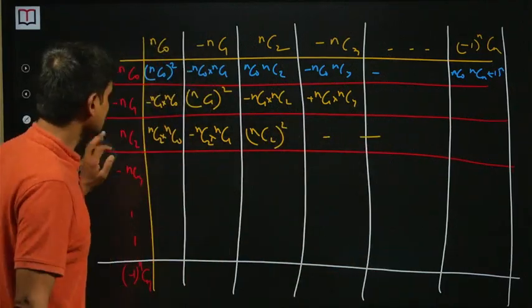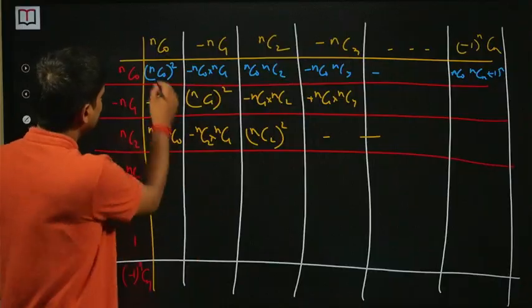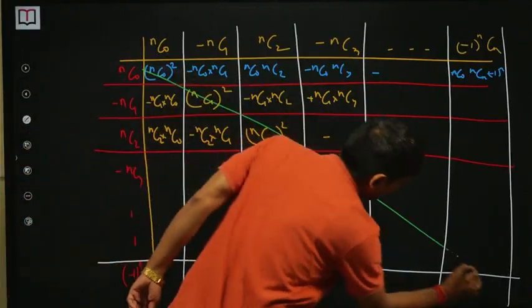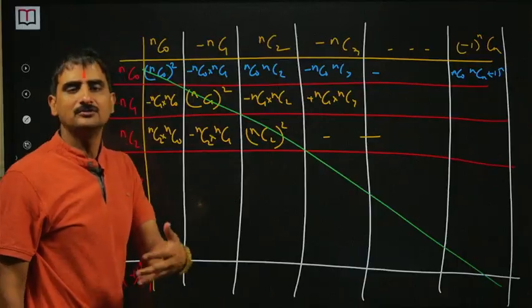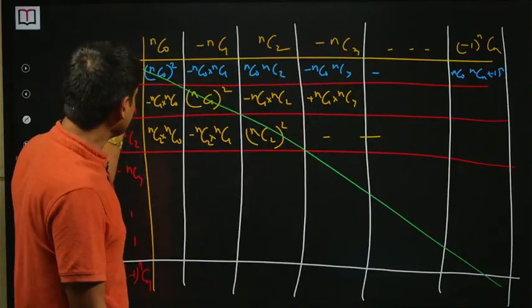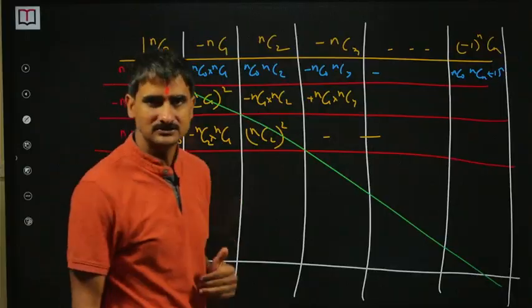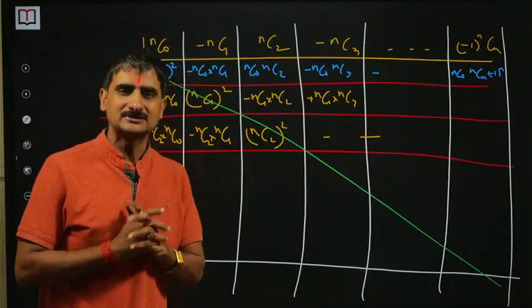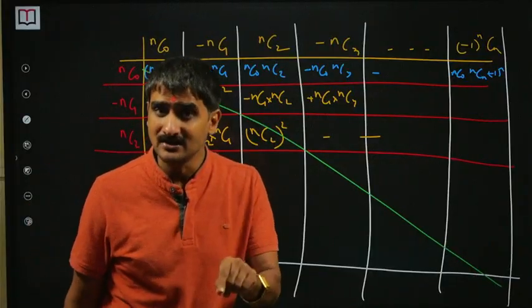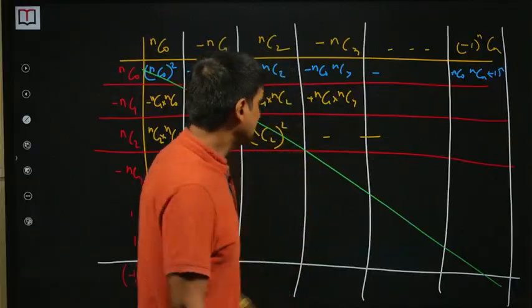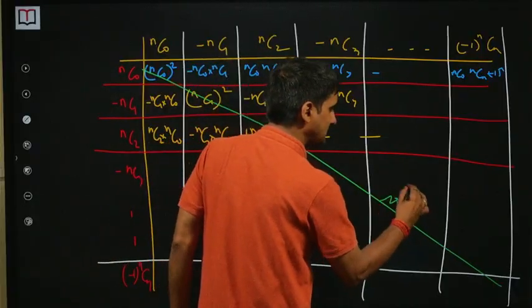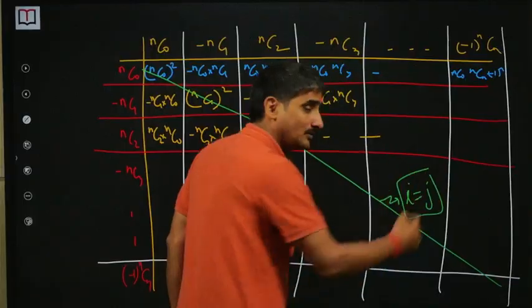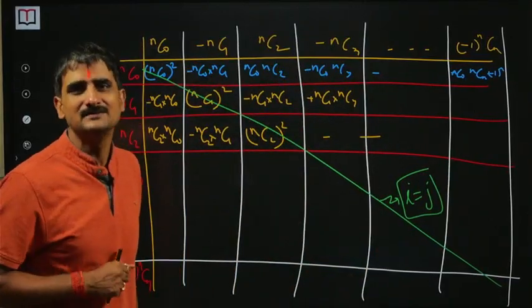Now if you mark along the diagonal, it's a square matrix. So you have a diagonal. The diagonal elements are nC0 whole square, nC1 whole square, nC2 whole square. Now diagonal elements in a square matrix we get when i is the same as j. So we get the diagonal when i is equal to j. We need those elements in the product.